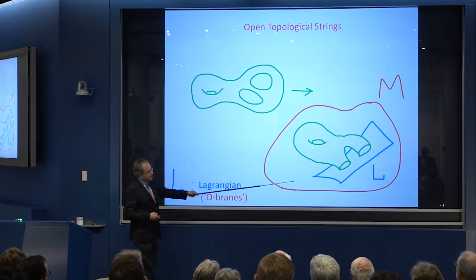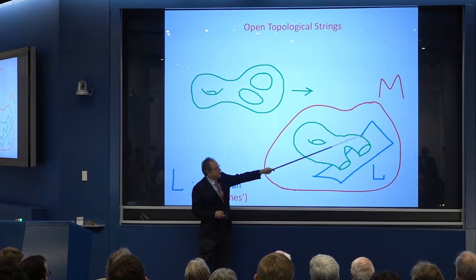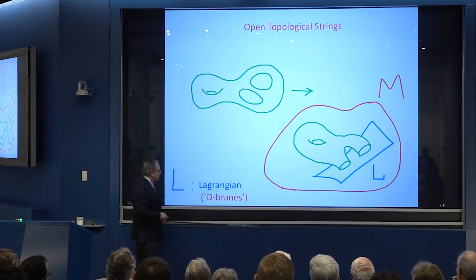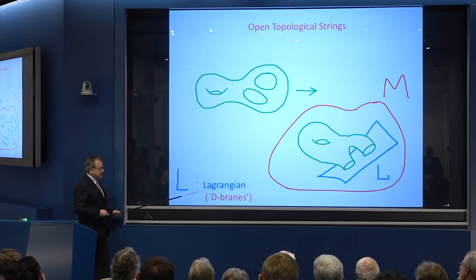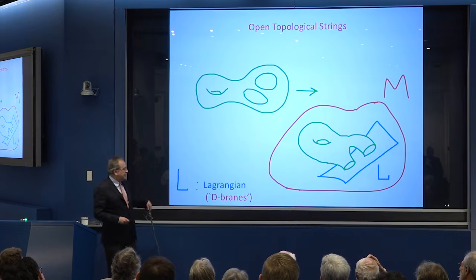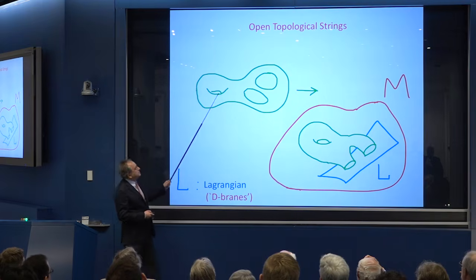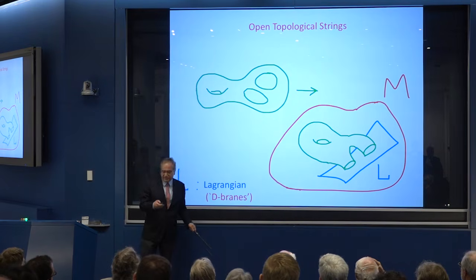And these Lagrangians that you put on the manifold, so if this is, let's say, a 6-dimensional manifold, you put a 3-dimensional Lagrangian submanifold. These subspaces that you pick, for physicists, are physical objects, and they're called D-branes. So we call these D-branes. What that means is that the Riemann surface can end on D-branes.